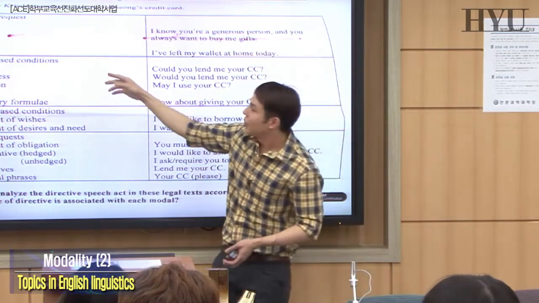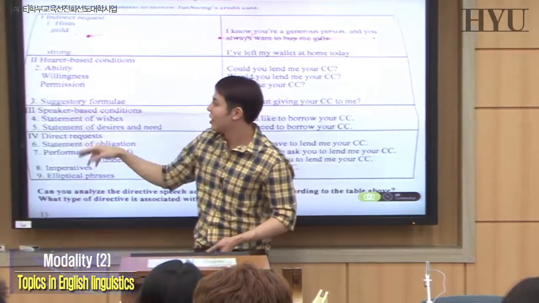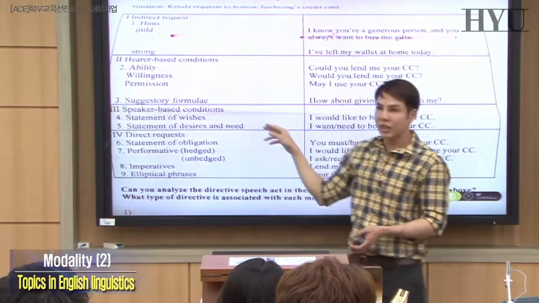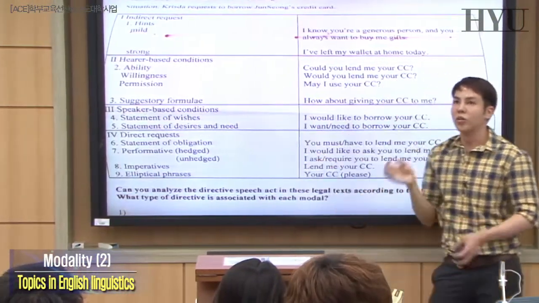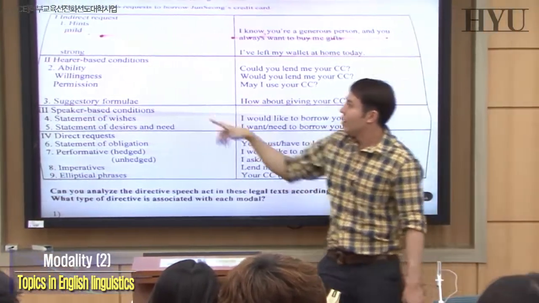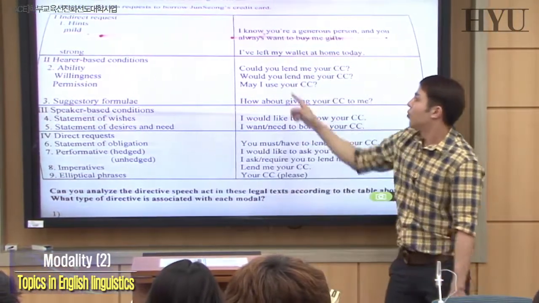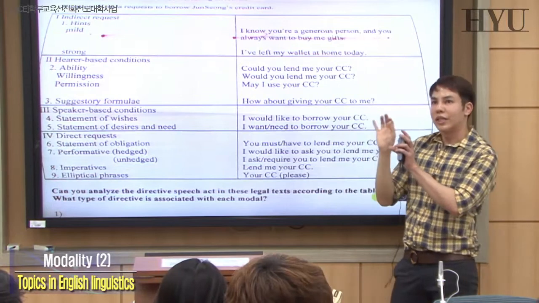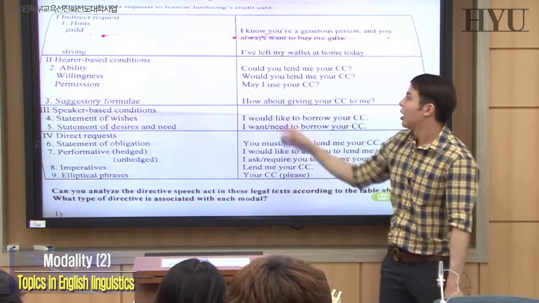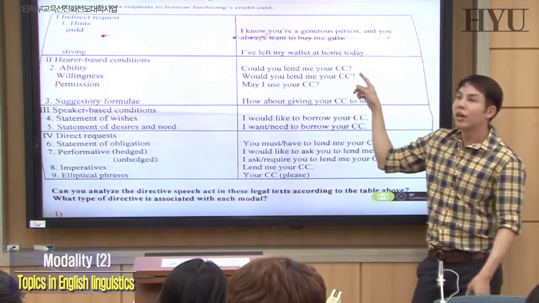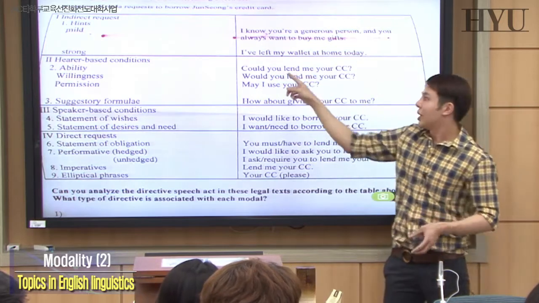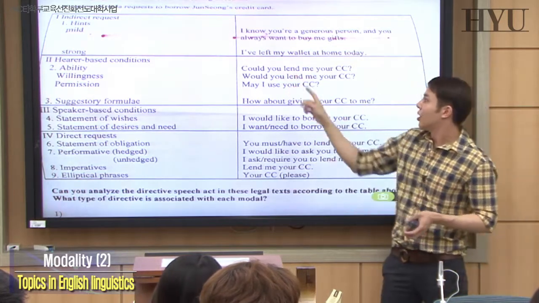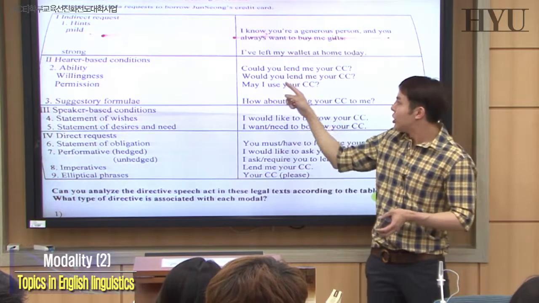But then you can also use the hearer-based conditions and speaker-based conditions, depending on who you focus on. If you focus on the hearer, you would address your requests or directives towards the hearer. Like, could you lend me your credit card? This is more direct, right? Because it's the act of asking itself. Could you lend me? Or would you lend me?